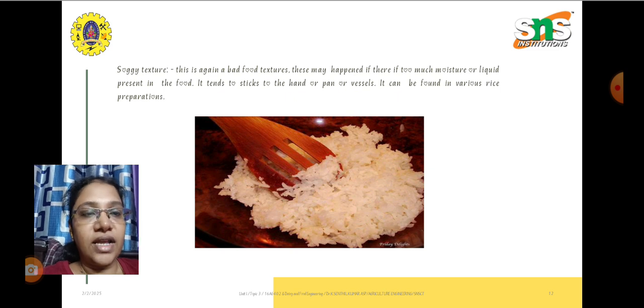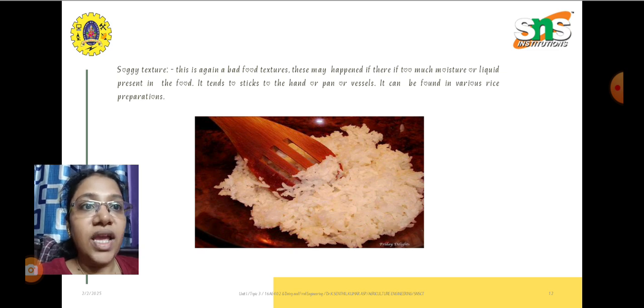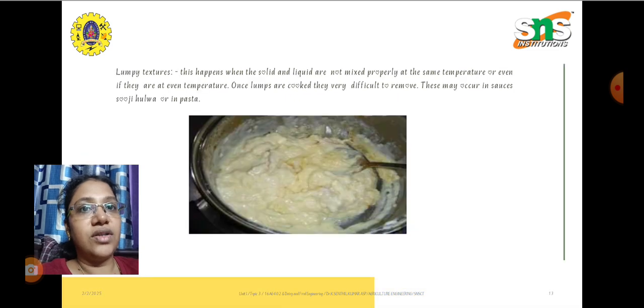Then soggy texture. We all know, if we prepare food at home and the right amount of resting time, soaking time, or even the water proportion is not proper, it leads to soggy rice, and we obtain a bad food texture. As I said, too much moisture or liquid present in the food tends to stick to the hand, pan or any vessel. Mostly during rice preparation we get a soggy texture.